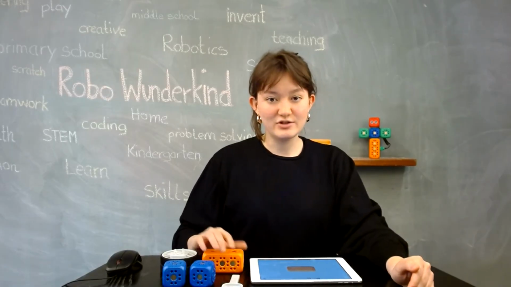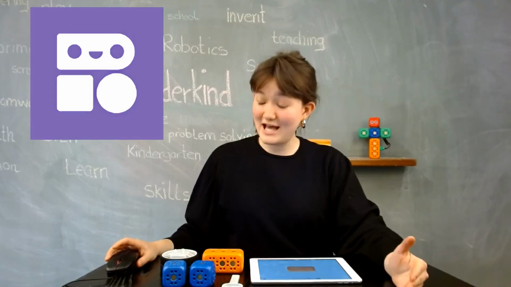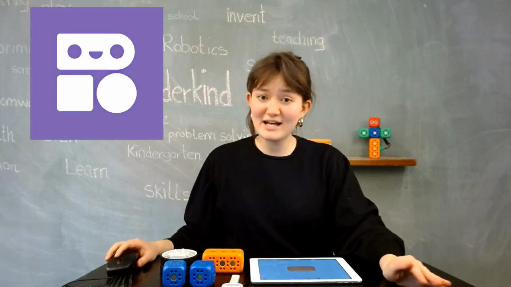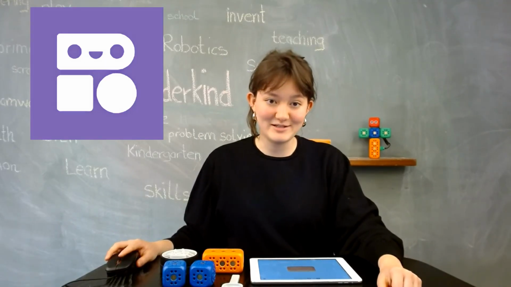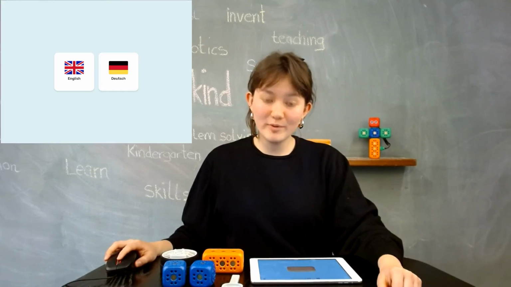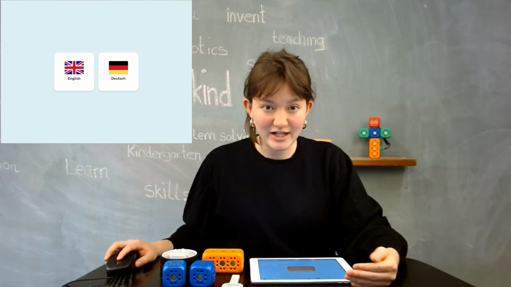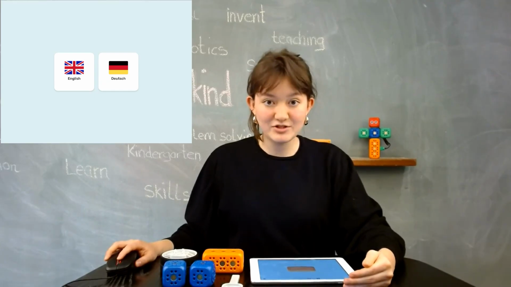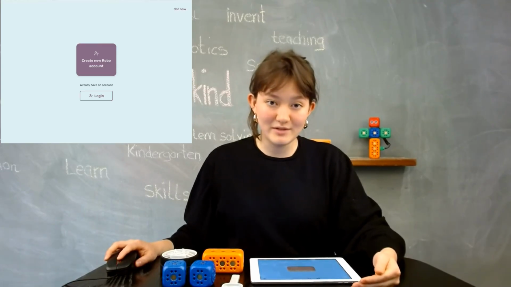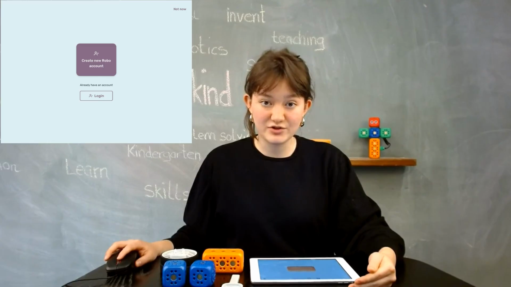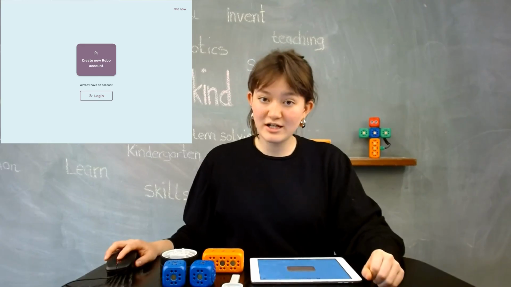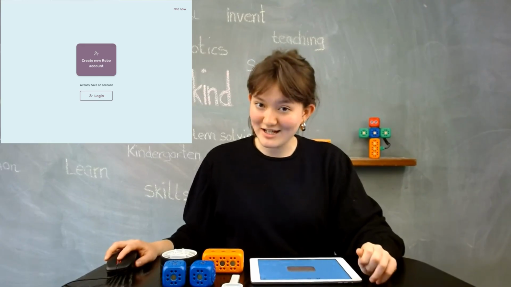Next, make sure you've downloaded the purple Robo Wunderkind app from either the App Store or Google Play. It's free to download and use alongside our Robo Wunderkind kits. When you open the app, you'll see the language option. Choose your preferred language. Next, you'll see the option to create a Robo Wunderkind account via email. There's also a tab for your teacher's code. This account will help keep your projects organized.